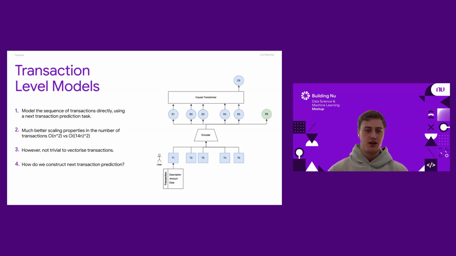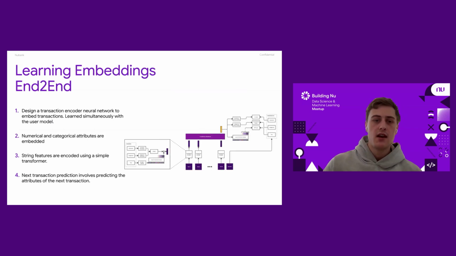We need some way of converting our dictionaries into transactions. The original way we got around this was using the text-based formulation of the token level model. But also, how do we construct our objective? If we're moving away from next token prediction, what does it mean to predict the next transaction? The approach that we've settled on that seems to work quite well is learning these transaction embeddings end to end.